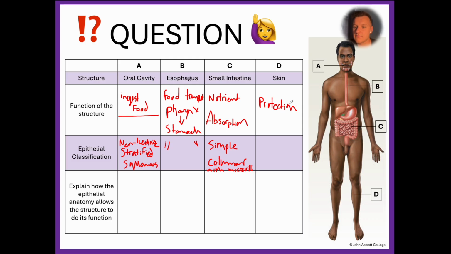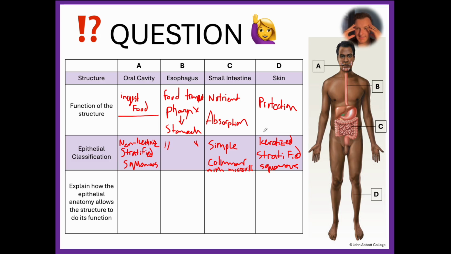In the skin, we have protection. So actually, this is going to be a stratified squamous, as we had said for the other ones. But remember that skin has this extra protective layer to prevent water loss. This is keratin, so it's keratinized. Oh, I don't think I spelled that right. Whatever. This is fine. This is the easy part.